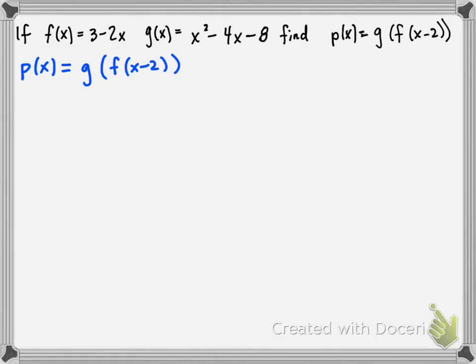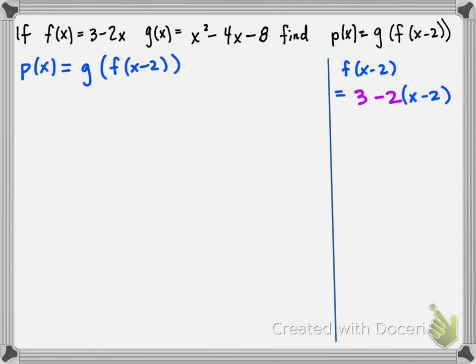Now that's a little different than we've been doing, so what I'm going to do is do some side work. I need to find what f of x minus 2 is first, meaning I'm going to go to my f function, that thing that says 3 minus 2 times something, and I'm going to write that x minus 2 as my something. Now I'm going to evaluate this. This would be 3 minus 2x plus 4. Combine your like terms, and you're sitting with 7 minus 2x. From here, now I know what f of x minus 2 is. It is 7 minus 2x.